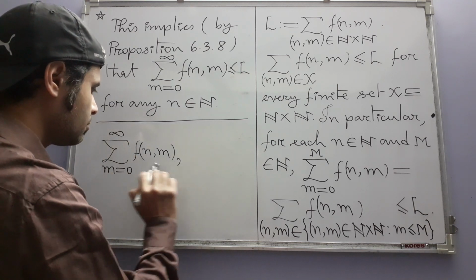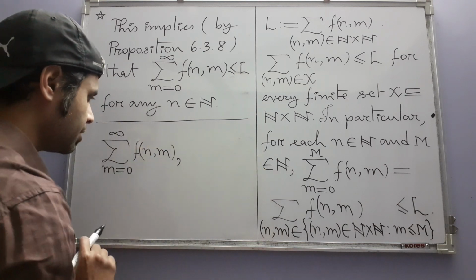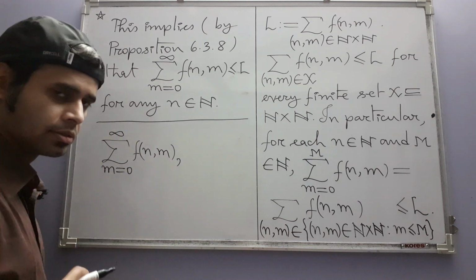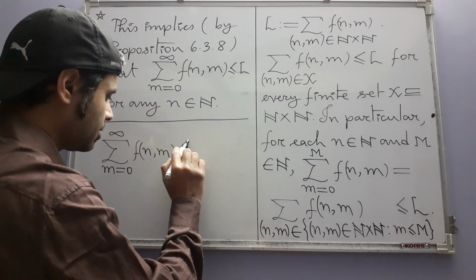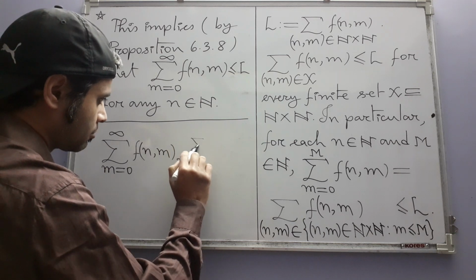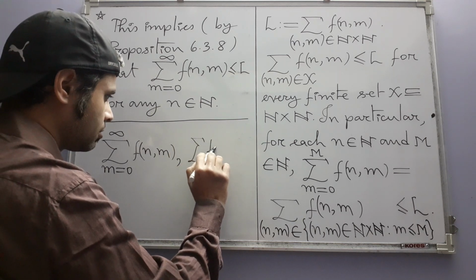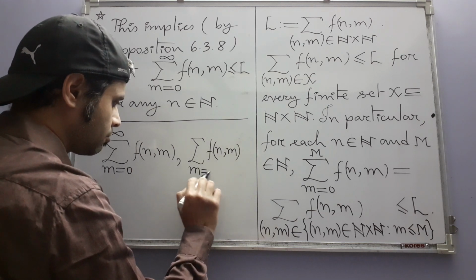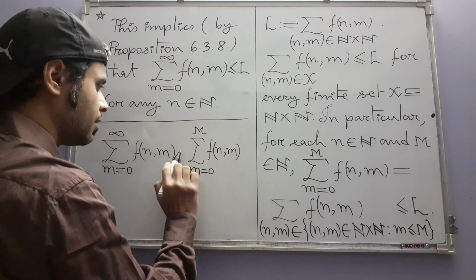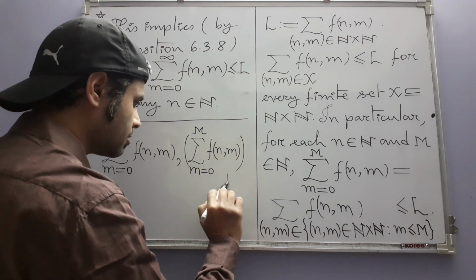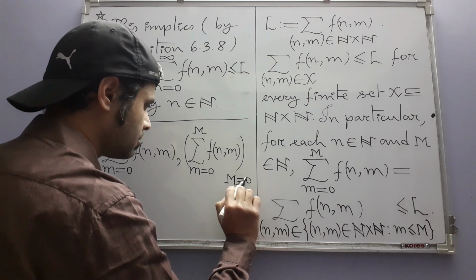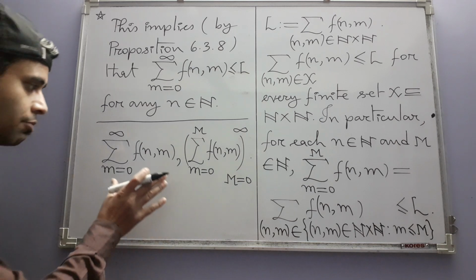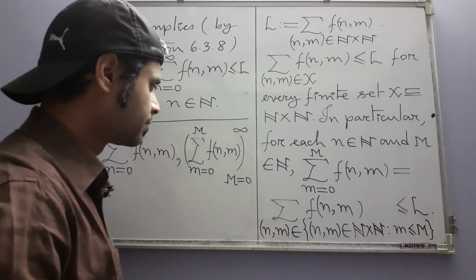Okay, where this n is again that n fixed. Now what is the sequence of partial sums of this series? It is just simply this summation f of n comma m, where m varies from 0 to capital M, and this is just one term in the sequence, and m itself varies over the set of natural numbers. So this is the sequence of partial sums of this infinite series.